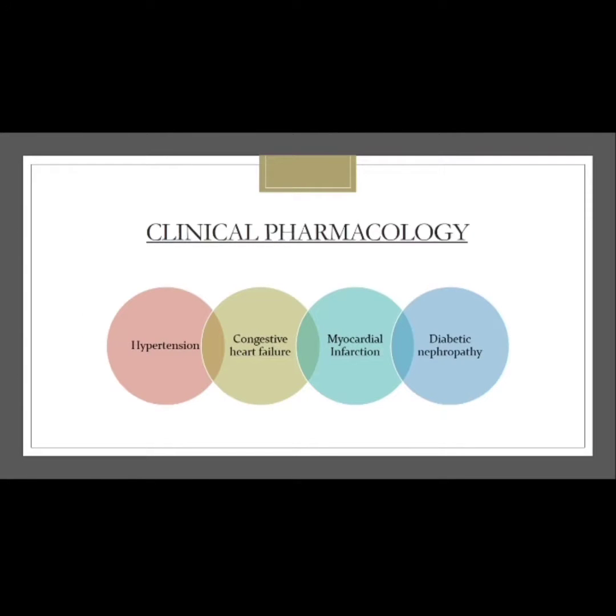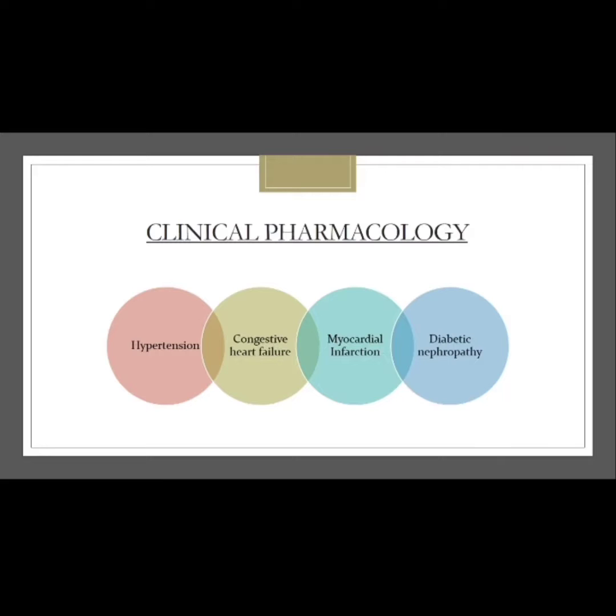Now, the clinical pharmacology of Captopril. Captopril is given in basically four conditions, which I have mentioned here. Firstly, hypertension. When optimal conventional therapies are not working in a patient with hypertension, then they are given Captopril, which allows 20 to 25% of the blood pressure to normalize. But some patients, along with Captopril, require diuretics or beta blockers.